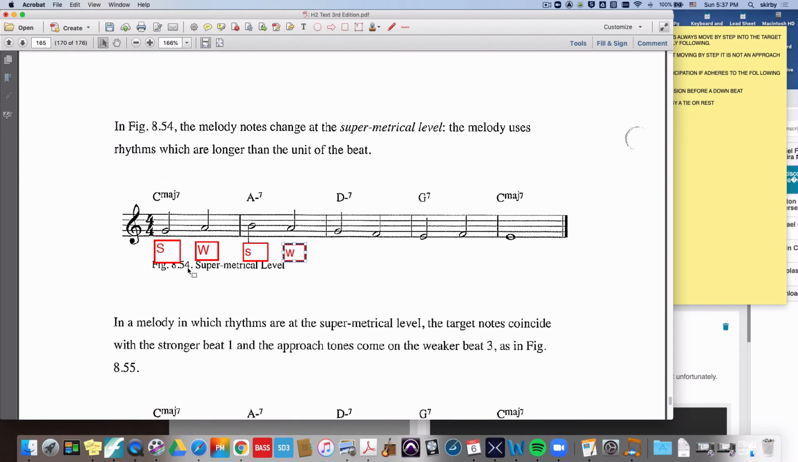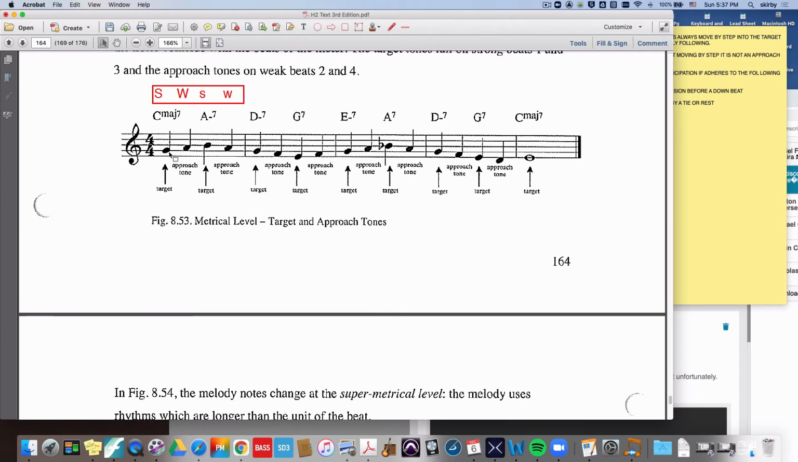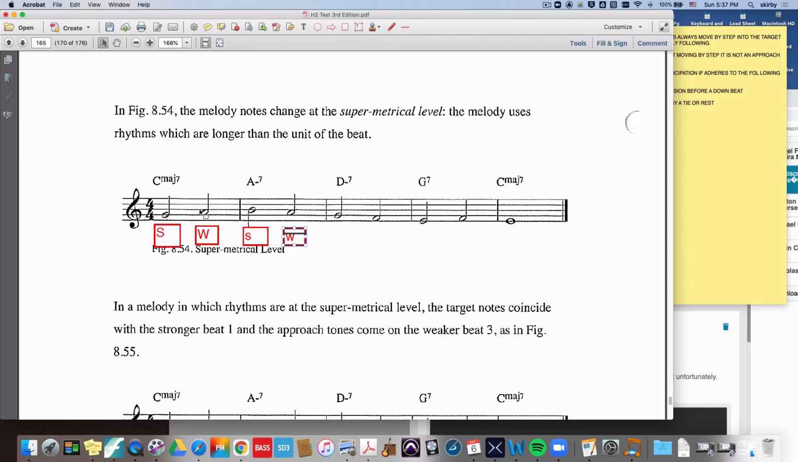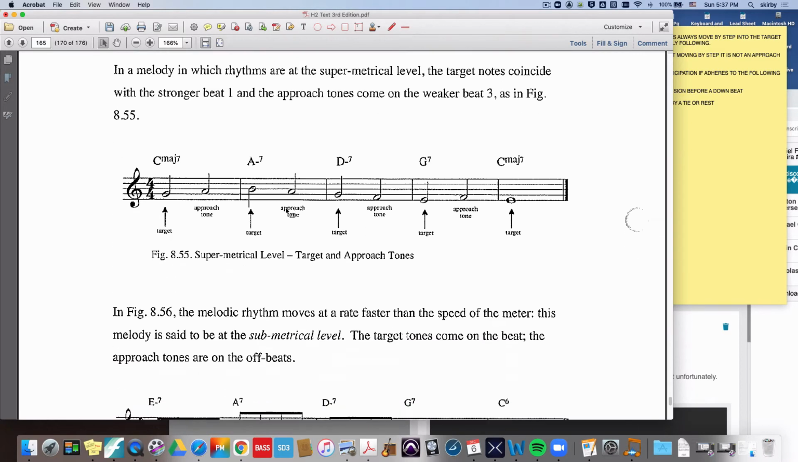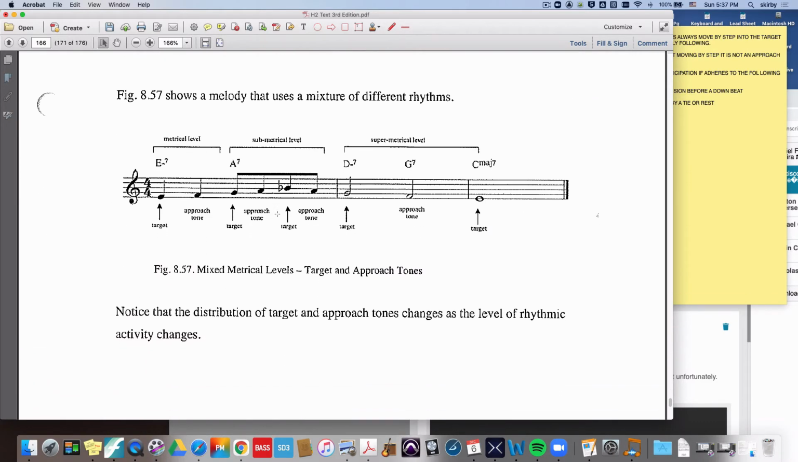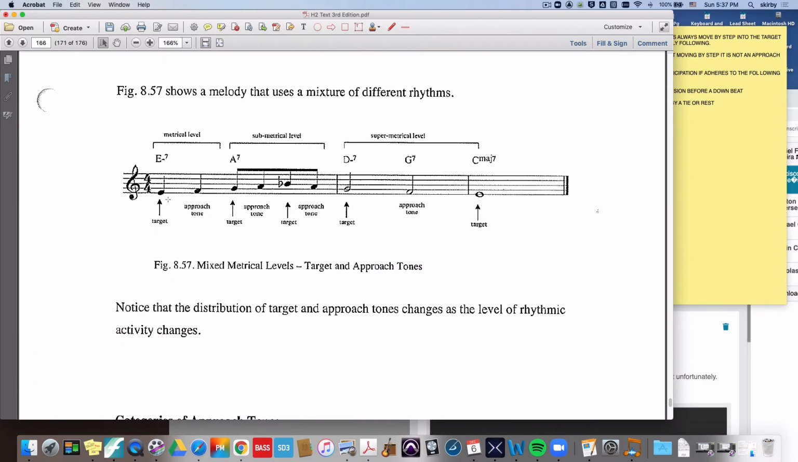Again, at the metrical level, it's all about groups of 4. Target, approach, target, approach. At the supermetrical level, target, approach, target, approach. And at the submetrical level, target, approach, target, approach, target, approach. Now, if you have a mixture, then you have to analyze it according to what's happening at that moment in the melody. So here we have quarter notes, so we're at the metrical level. So this is a target, and that's an approach.